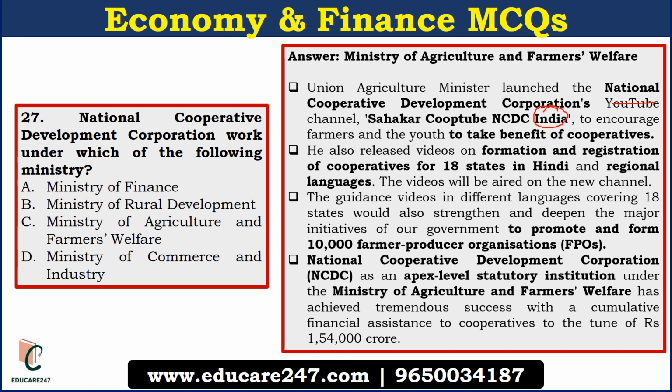Earlier we have already discussed, government has approved 10,000 FPOs across India. National Cooperative Development Corporation is an apex level statutory institution and which works under Ministry of Agriculture and Farmers Welfare. So these are very important points for your examination. Keep all the points in your mind.